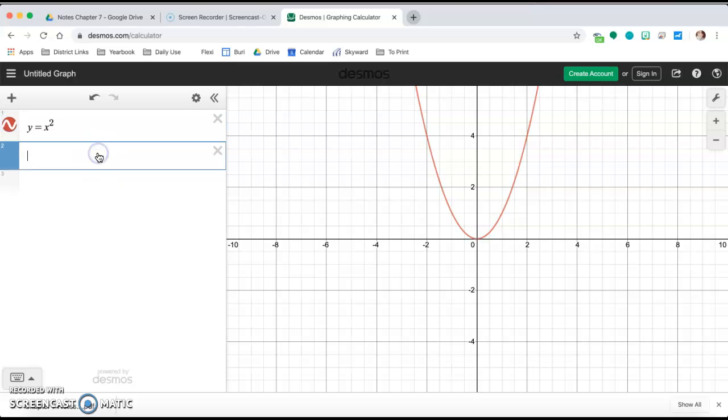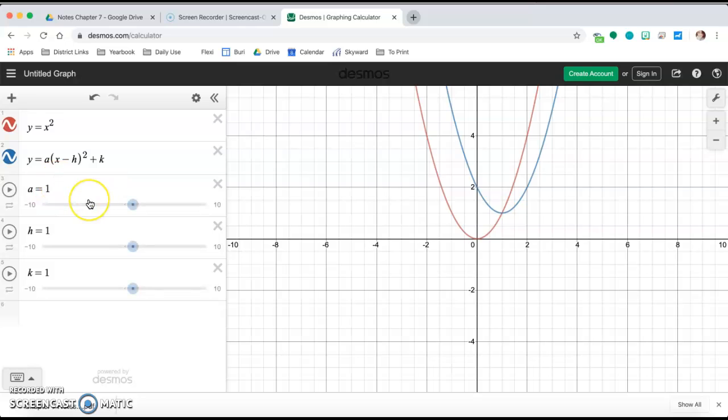The next thing it asks us to do is type in a different box, y equals a outside of x minus h squared plus k. And now we need to add sliders for these. So what this is going to allow us to do is when we write it in this form, we're going to adjust the sliders to see what happens. So the first slider we want to adjust is h.